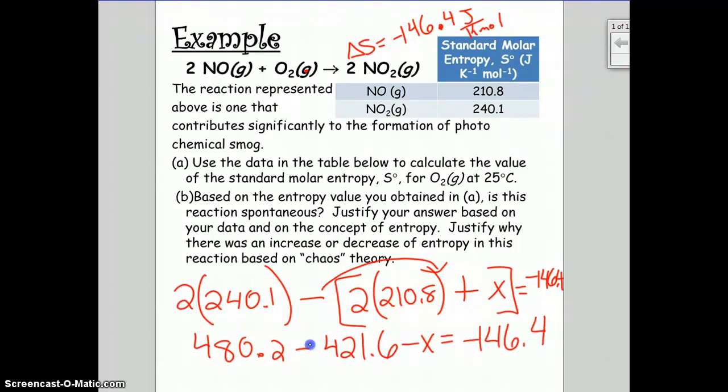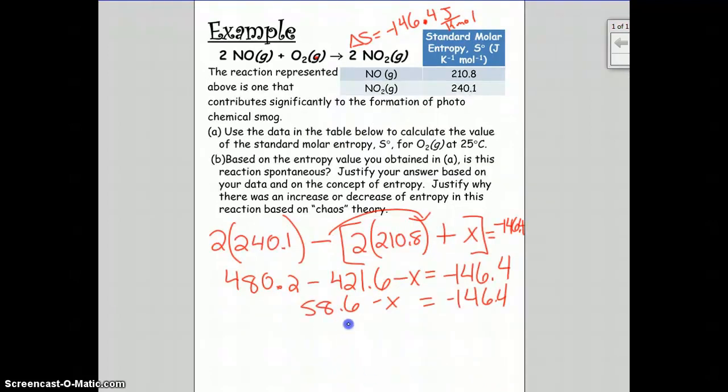All right, we're going to combine like terms on this side, so we get 58.6 minus X is equal to negative 146.4. And then last step, we will subtract the 58.6, get it on this side, and we end up with negative X is equal to negative 205, and then we need to inverse the signs to get the X positive, so we get 205 joules per Kelvin mole. Okay, so that is the entropy of just O2.